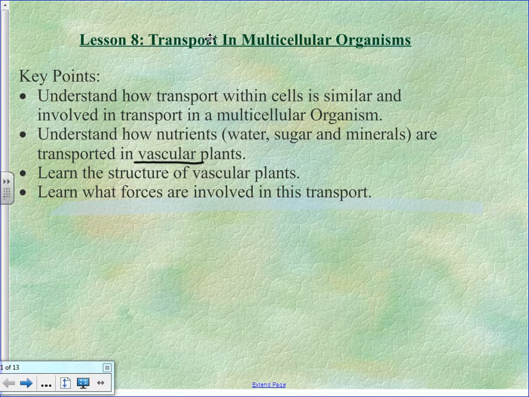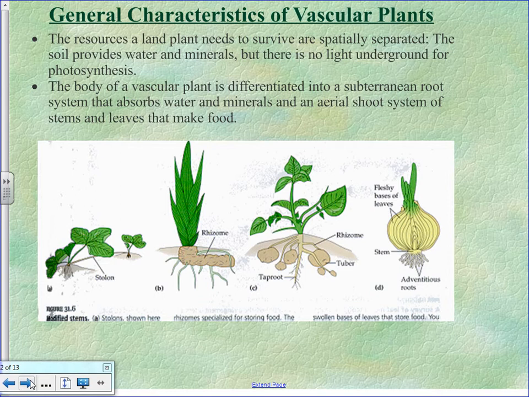Okay. All right, and second last, learn the structure of vascular plants and what forces are involved in transport in them. All right, the big thing here, guys, is that when plants began to colonize land, they ran into this problem. The resources they need are spatially separated. That means they are not in the same place. Okay? Carbon dioxide and sunlight are above the ground. Water and minerals are below the ground. Okay? You have to have some way of transporting those materials from one place to the other.